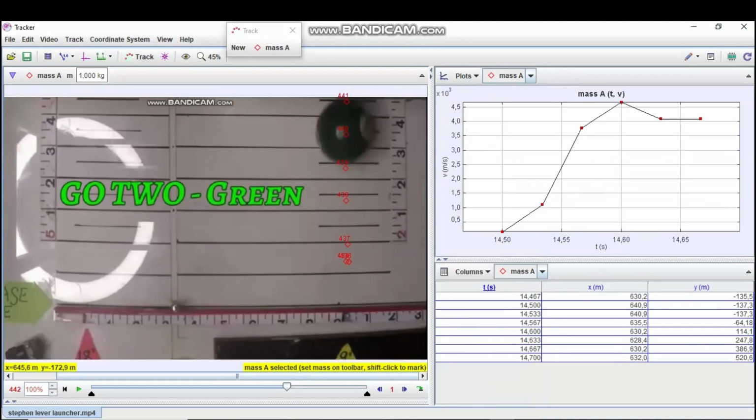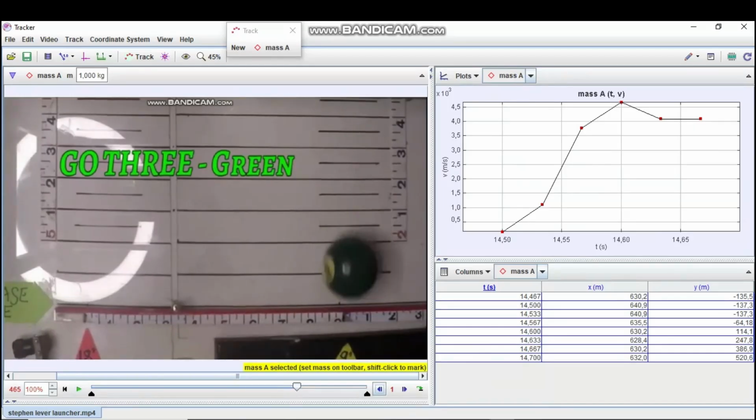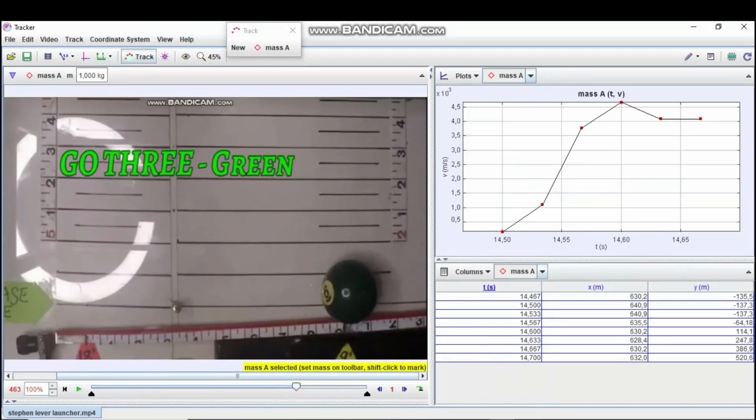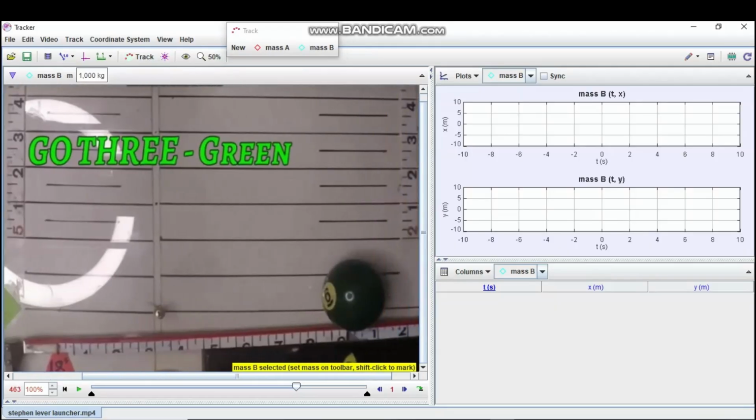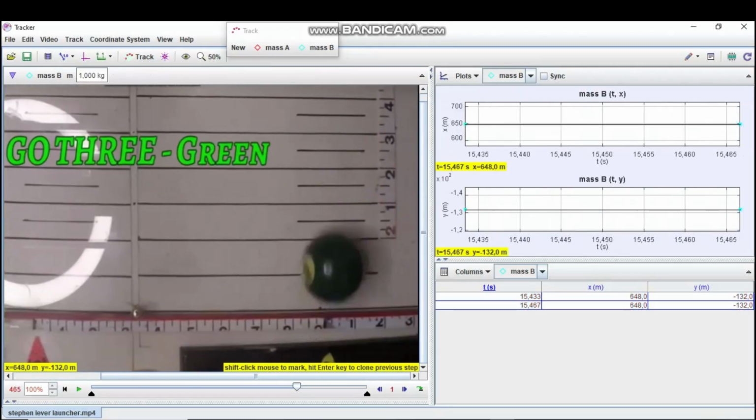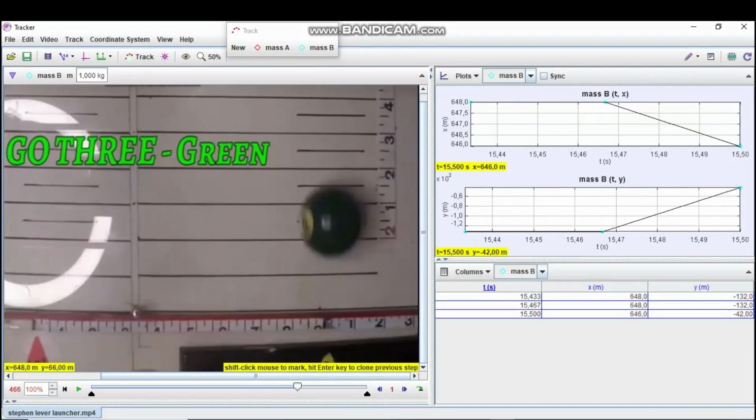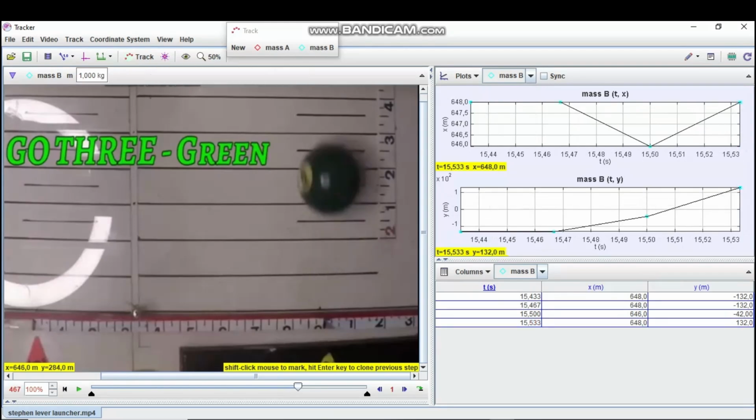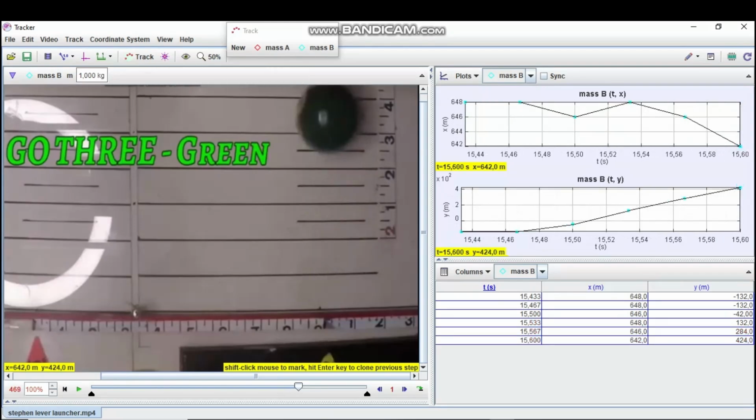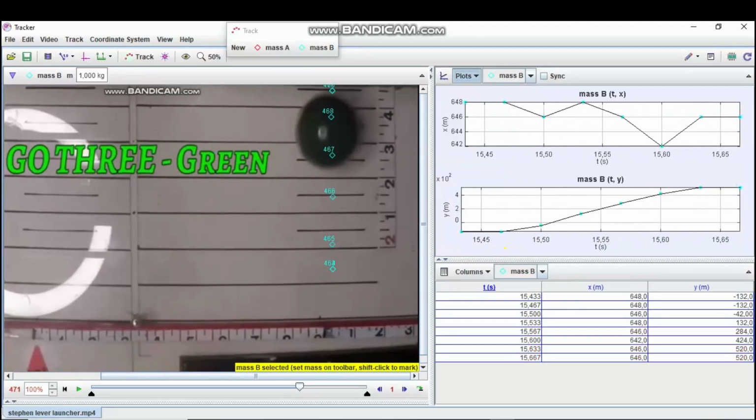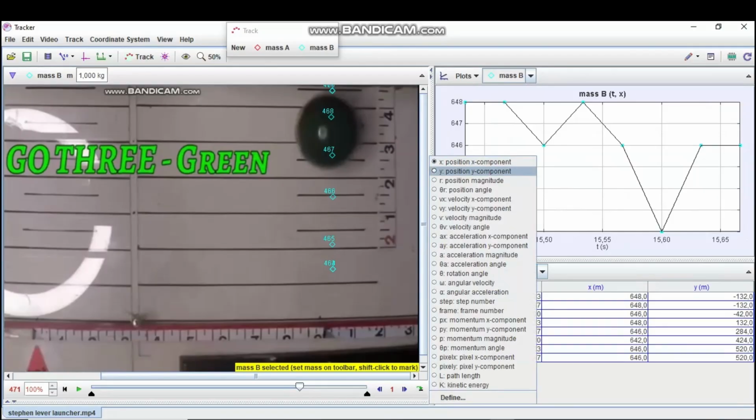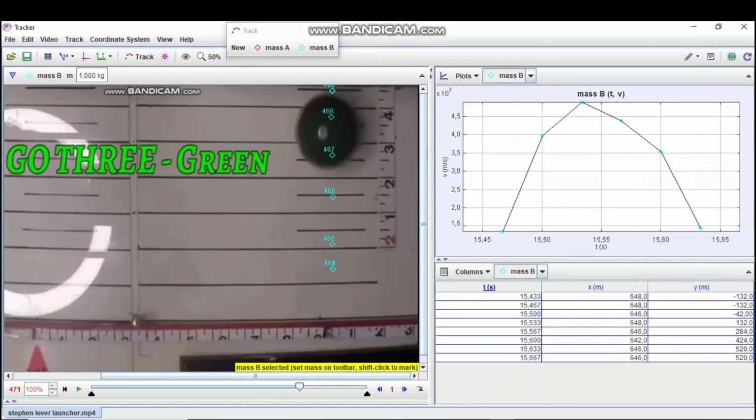trial. Then the next one, hold on, I'm going to go back a little bit. I'm going to have to add another track. There we go. Zoom in a bit. There we go. And one more. And that's it. So this is trial 2. I'm going to turn this into a velocity magnitude graph.